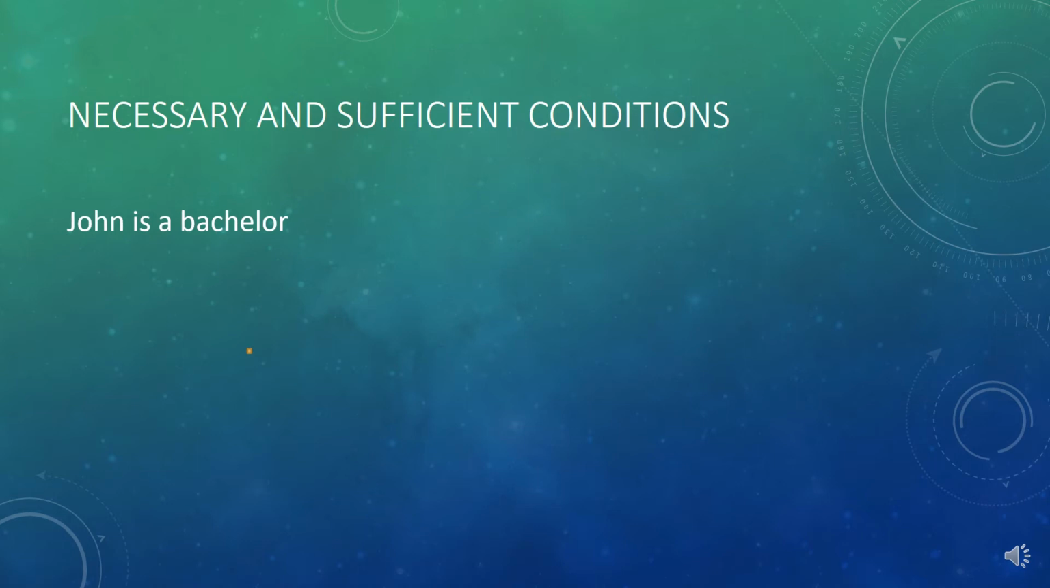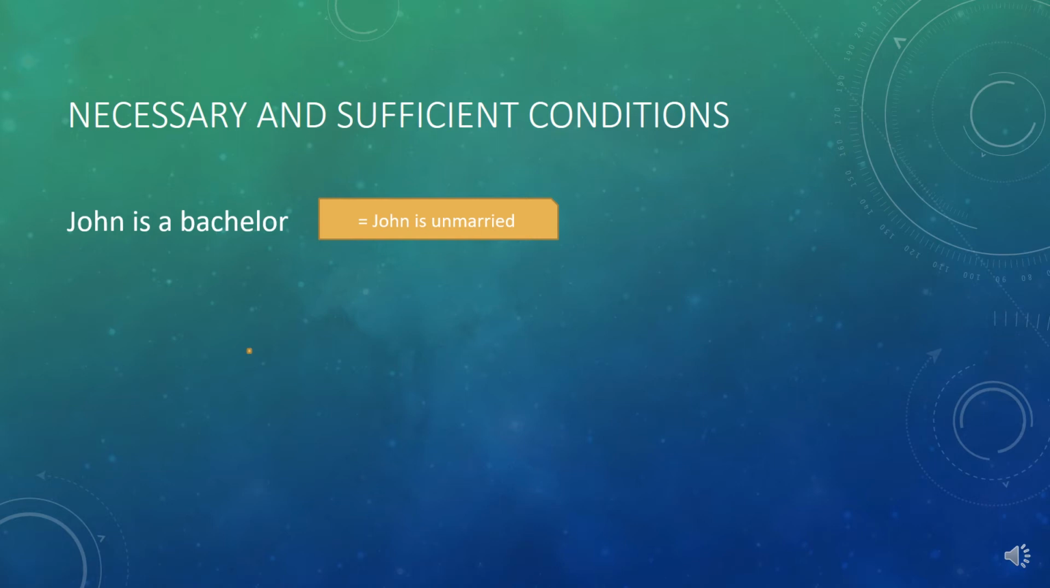Let's look at the conditions of being a bachelor. Here we're saying that John is a bachelor. So what does that mean? Well, it means that John is unmarried. Yes, bachelor has the property of being unmarried. It is a necessary condition of being a bachelor.